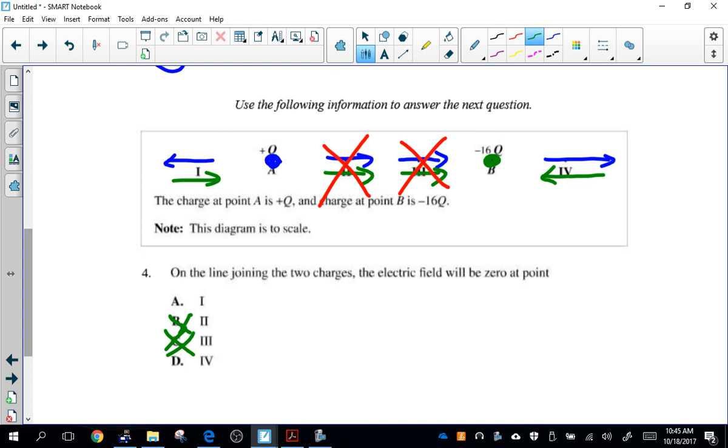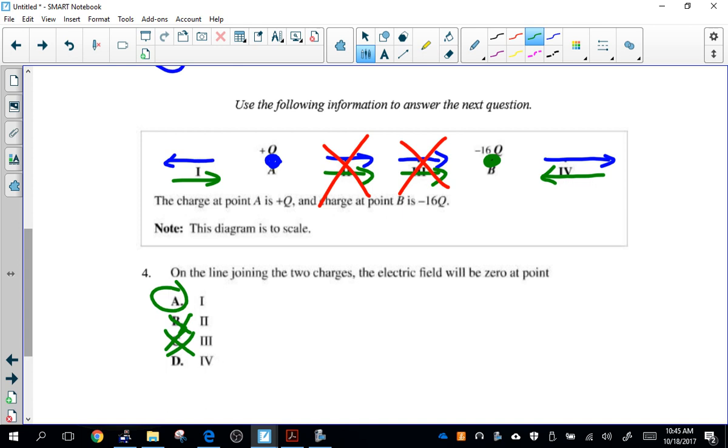Net electric field of 0. We have them drawn the same length in both cases. Clearly one of those is incorrect, but the directions are correct. Yeah, go ahead, Ryan. 1. It would be 1. Yes, it would be 1. The answer is 1. How many people said that? Okay. Why would it be 1, Ryan? Because it's further away from the greater charge.